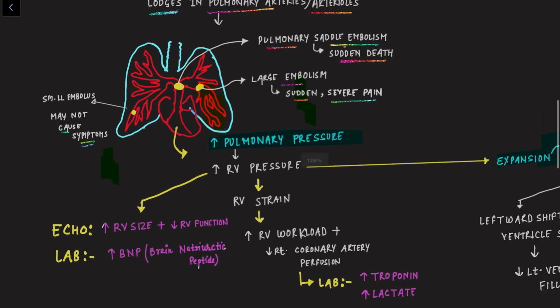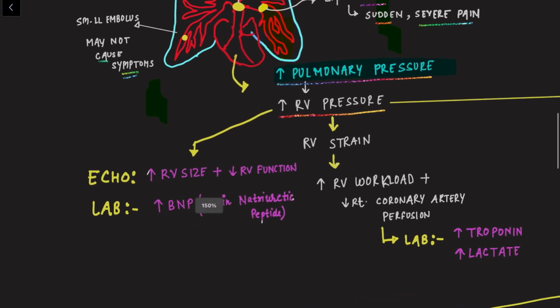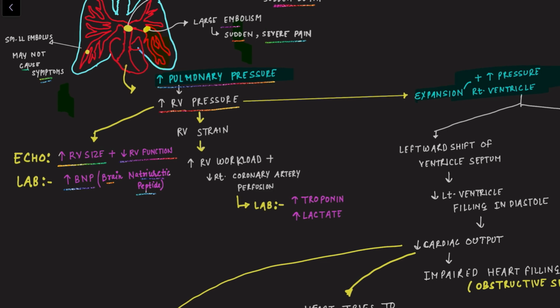Due to blockage of the pulmonary artery, there is increased pressure in the pulmonary artery, and that increases pressure in the right ventricle. So echo shows increased right ventricle size and decreased right ventricle function. The lab finding is increased brain natriuretic peptide. Right ventricle strain increases the right ventricle workload and decreases coronary artery perfusion. The lab findings are increased troponin and increased lactate.